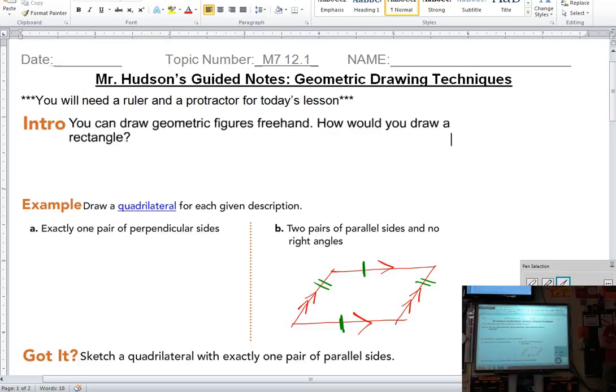Any questions about how we got our parallelogram? Any questions about the shape details here? What we can or cannot do? There's a lot of possible parallelograms. There's a lot of different ways to draw a parallelogram.